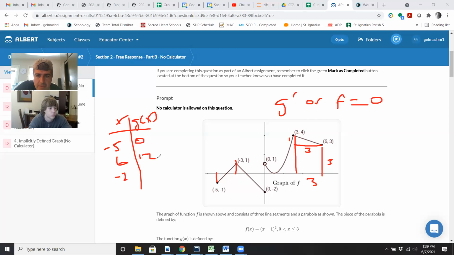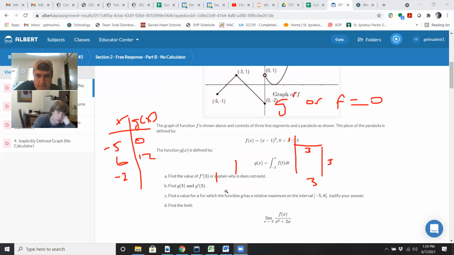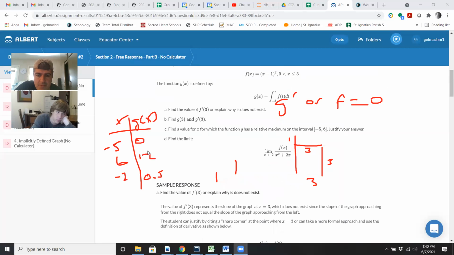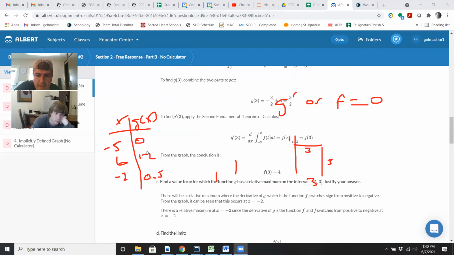And then from -3 to -2, thank God, that's going to be real easy. That's just going to be 0.5. So it's pretty clear the absolute max happens at 6. And you can see they kind of test it out.